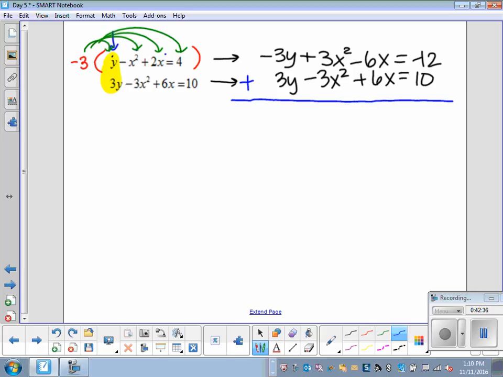Since they're lined up so nicely, all you have to do is just add it down, right? What's -3y plus 3y? 0. Good, and it should be because that's the one that we targeted. That one's the one that we wanted to get rid of, so that goes away. What is positive 3x squared minus 3x squared? 0. What is negative 6x plus 6x? 0. And look at that, equals negative 12 plus -2? Is this true? No, this is false. So this is what? No solution.